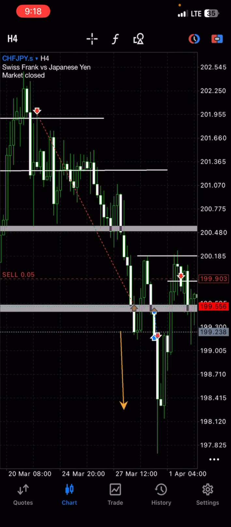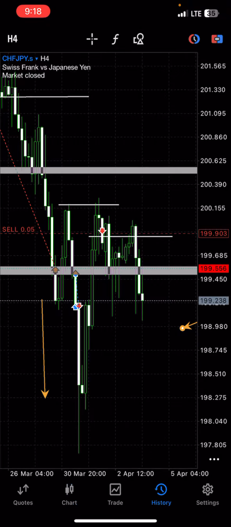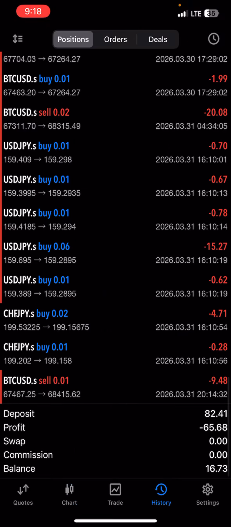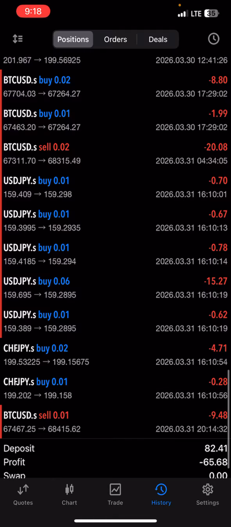Okay, let me just show you guys. You can see the deposit right there, $82. You can see the profit, $65. You can see my balance, $16.73. So these were the losses I took.